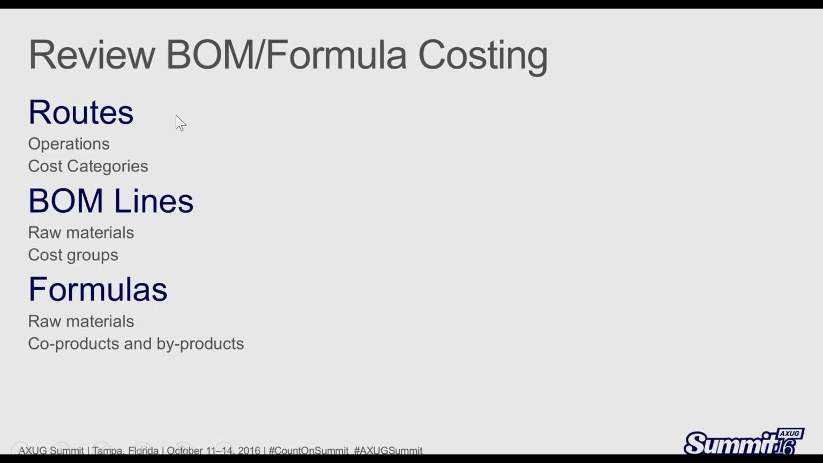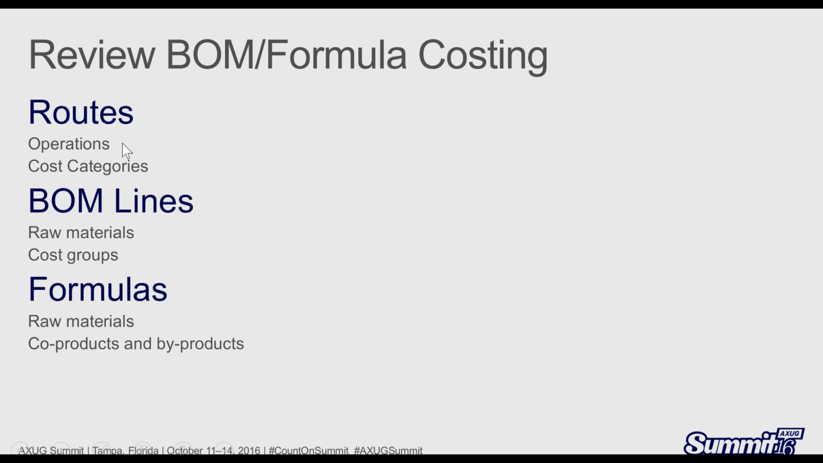All right, so as far as the BOM and the formula costing goes, there's obviously routes and then there's BOM lines or formula lines, and some people can have formulas going into BOMs and so on and so forth. But the routes are obviously how you put the product together. So the operations, what they go through as far as assembly, and that sort of thing. And those have cost categories assigned to them. The cost categories also have a cost group assigned to them so that it's going to be able to summarize everything by cost groups at the end of the day.